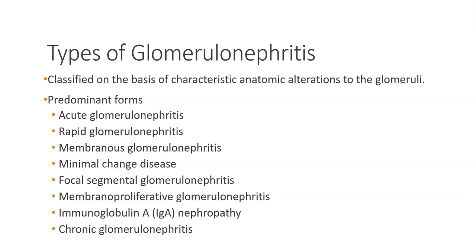No, that's not right. The types of glomerulonephritis are classified on the basis of the characteristic anatomic alterations to the glomeruli. And here is a list of the predominant forms. I'm not going to have you make yourself be familiar with all of these. We're going to talk about the ones that I think you need to have a little bit more knowledge about.